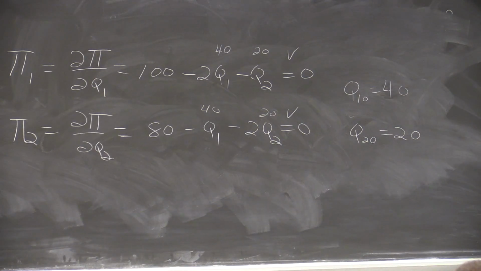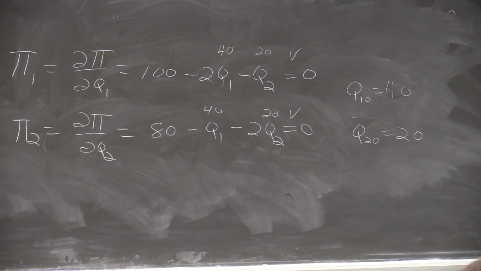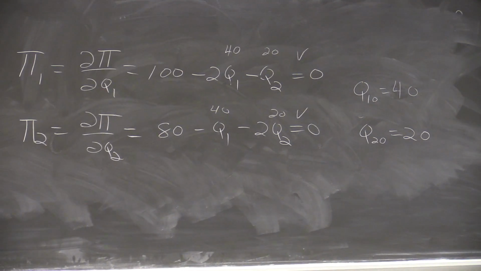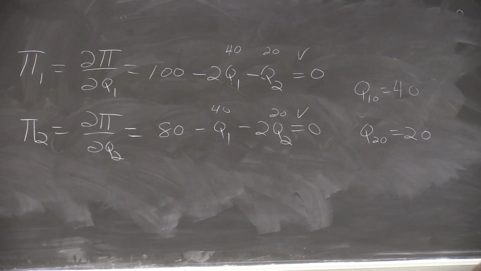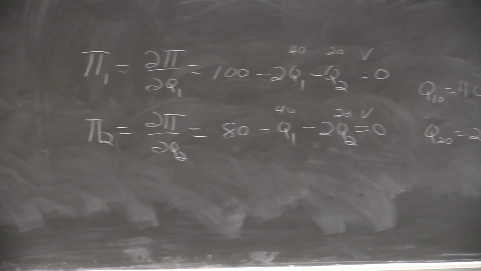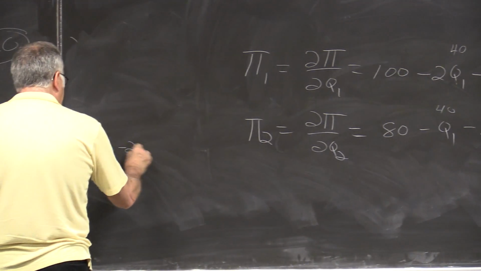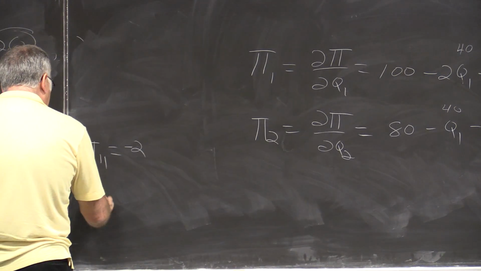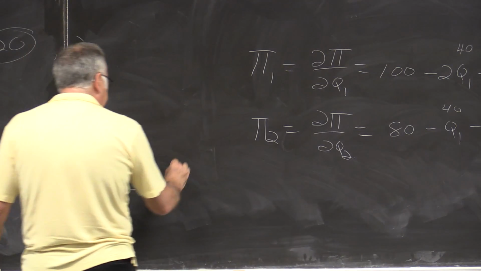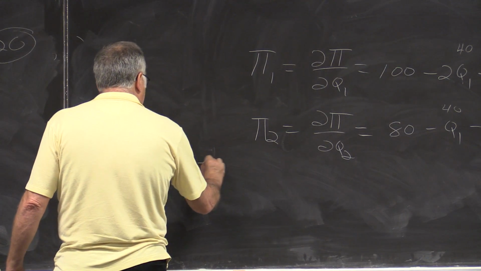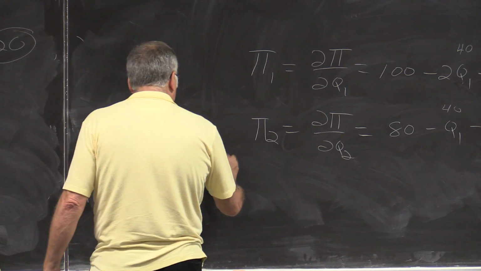Now, how can we be sure that this production level for Q1, Q2 gives us the maximum profit, not the minimum? Check the second order condition. Now, what is pi 1,1? Negative 2. What is pi 2,2? Negative 2. What is pi 1,2? It's equal to negative 1.